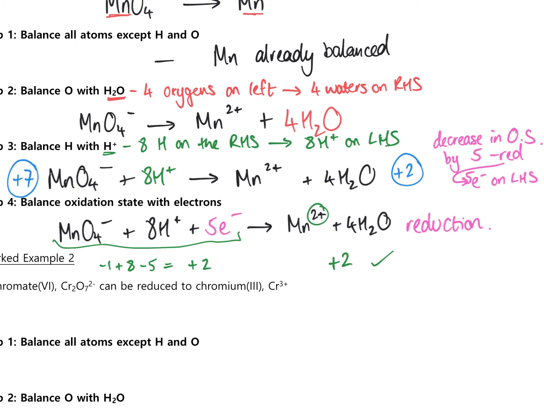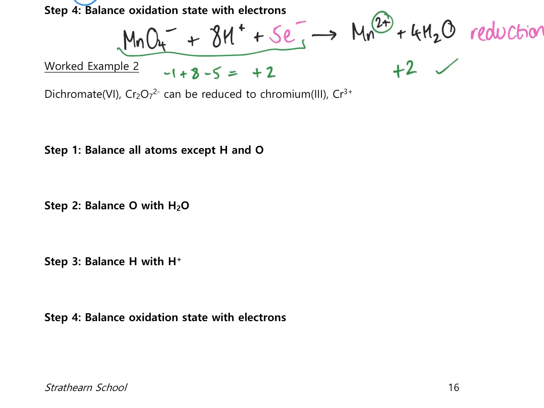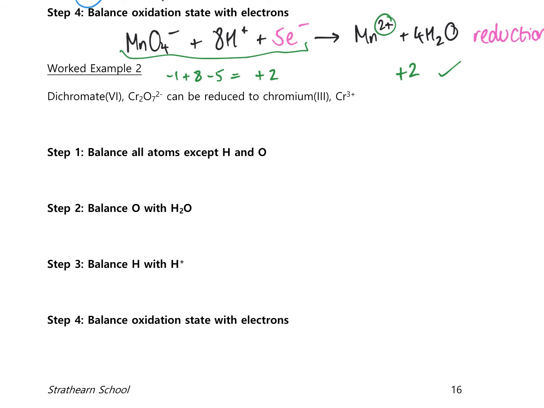Once you have done step 3, you can do this by just simply counting up your charge on either side and choosing which side needs to go down in charge and add your electrons to the appropriate side. But we're trying to get into this habit of looking at the change in oxidation state and what that then means for the number of electrons that we need to put on either side of our equation. So that's worked example 1. Let's have a wee look at worked example 2 now.